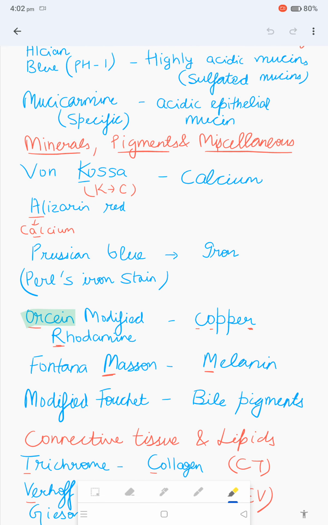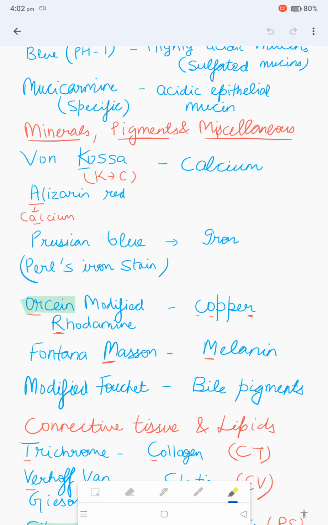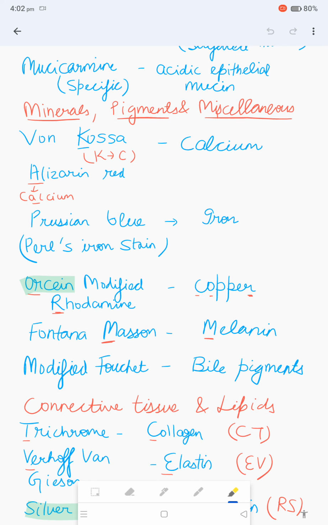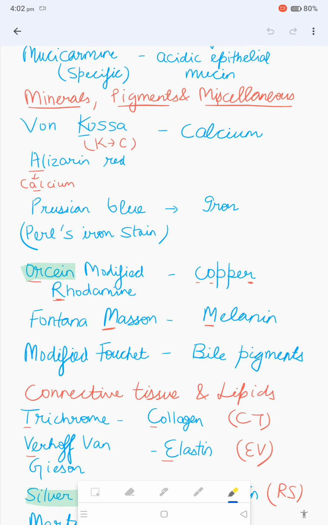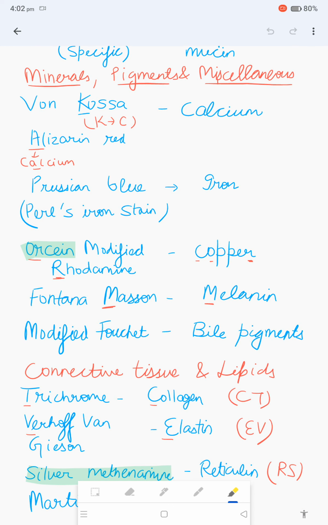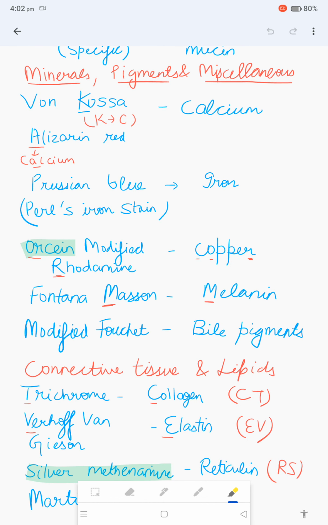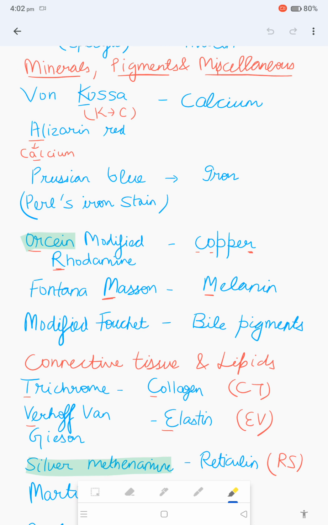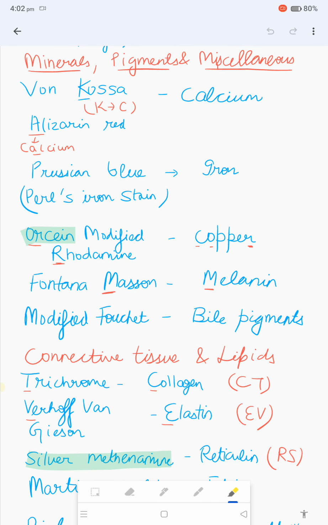Then Prussian blue stain. Prussian blue, also known as Perls' iron stain, is for iron. Then orcein modified rhodanine, which is for copper. In orcein, O is coming and R is coming, and in rhodanine also R is coming. So both O and R are also coming in copper. So orcein modified rhodanine is for copper.